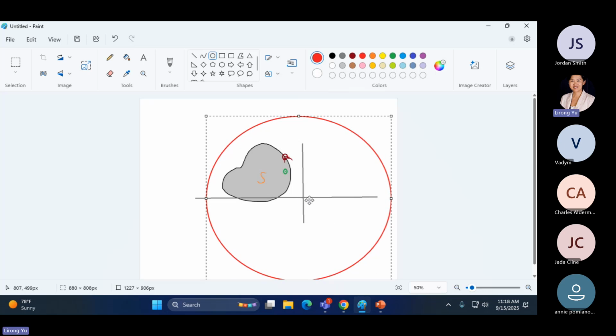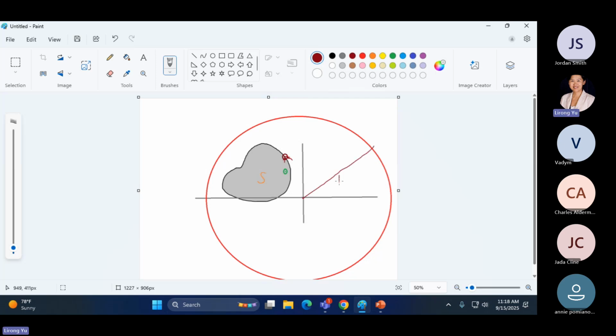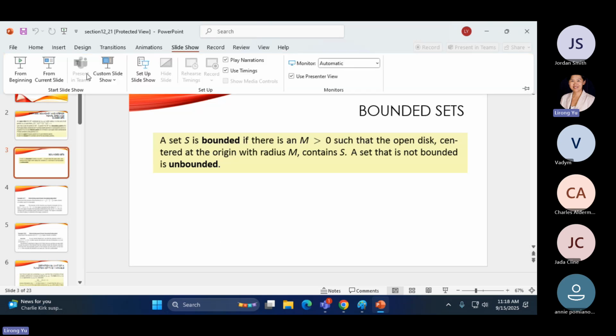Trying to make the center at the origin also covers the set S. So that's how large it is. The M that we're saying is a circle, an open disk, with center at the origin and radius M. As long as you are able to do this, then the S itself is covered in that open disk as a bounded set. If we cannot find such a thing, then it's not bounded. And that's how we define bounded and unbounded.